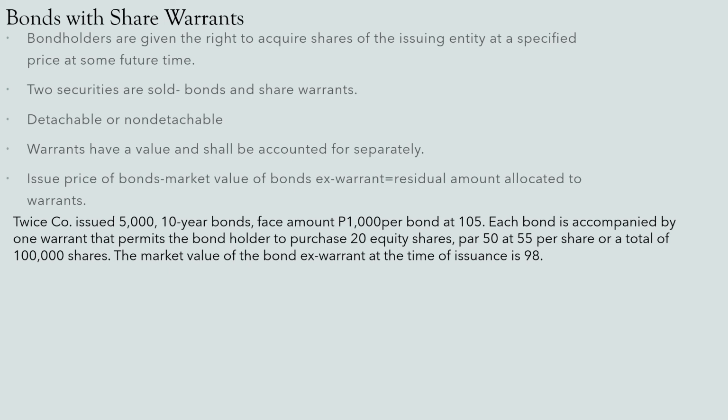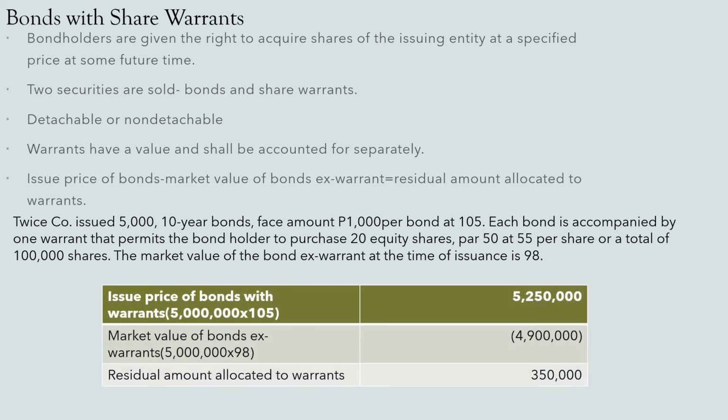Paano na-compute yung 5 million? 5,000 bonds. Nag-issue ka raw ng 5K bonds times 1,000 equals to 5 million. Yun talaga yung inuutang mo. Market value of bonds ex warrant: 5 million times 98 equals to 4.9 million. Yung issue price minus mo lang sa market value, you'll get the equity component of 350K.